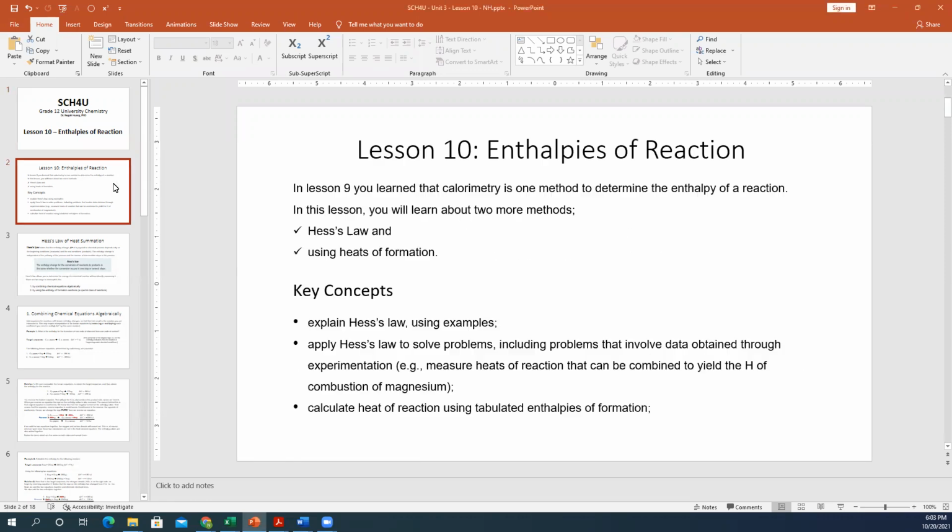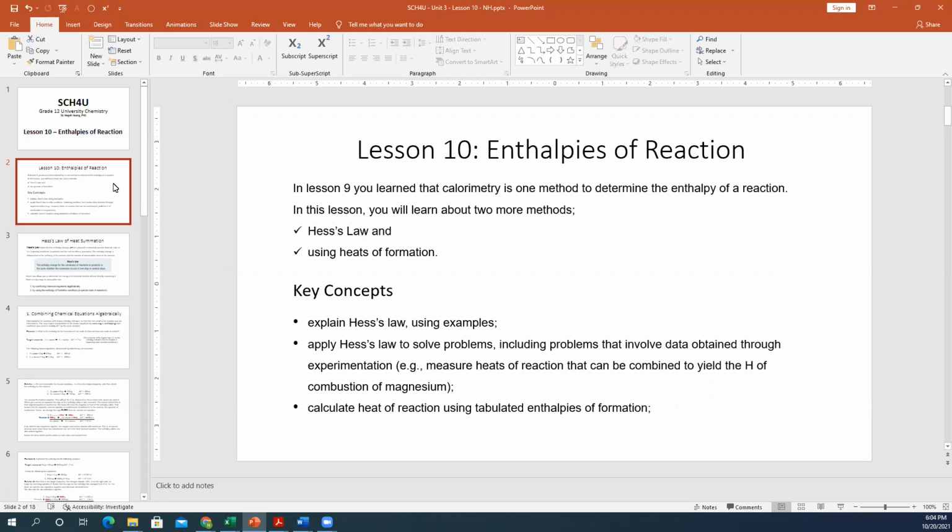All right, so last lesson we talked about calorimetry. We discussed how you can get information from calorimetry experiments, how you can use those data to determine the enthalpy of a reaction. And today we are going to talk about two more ways that you can calculate the enthalpy of a reaction. One is using Hess's law, and the other one is using heats of formation.